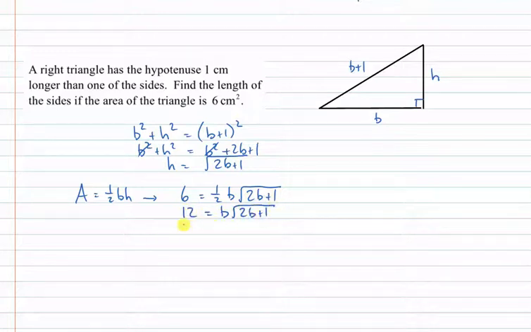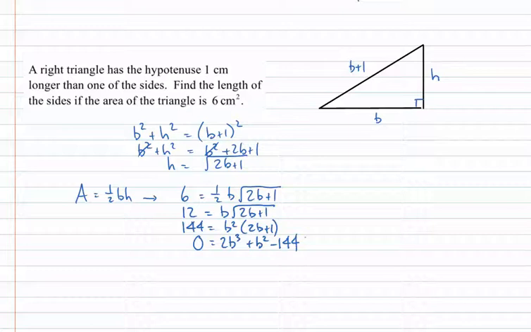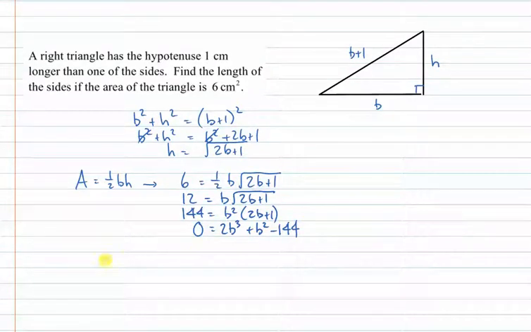I'm going to square both sides to remove the radical. So that's b squared, 2b plus 1. And lastly, I'm going to expand to get the cubic term, a quadratic term, and a constant term. So again, we end up with a polynomial that's cubic, and we're trying to work out its factors.